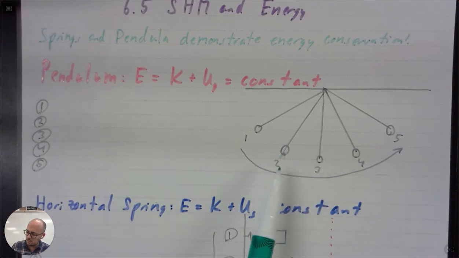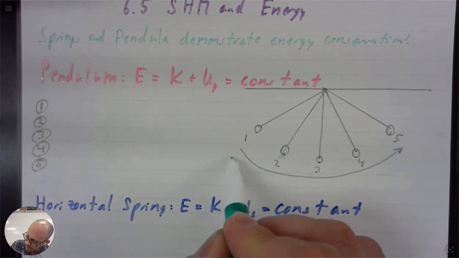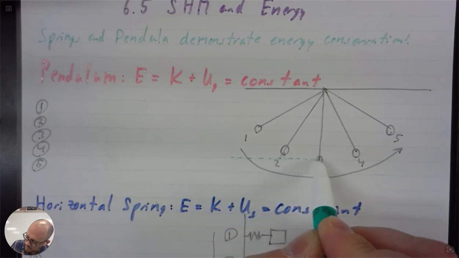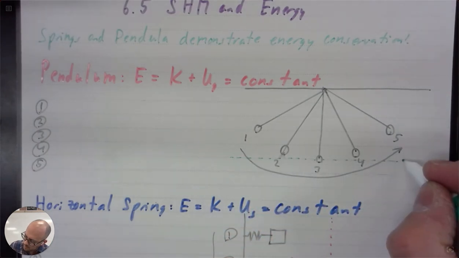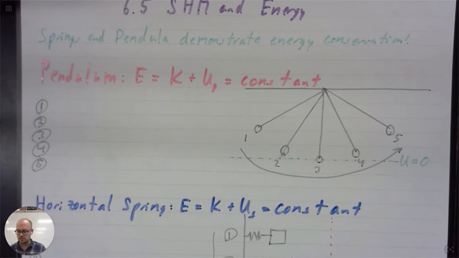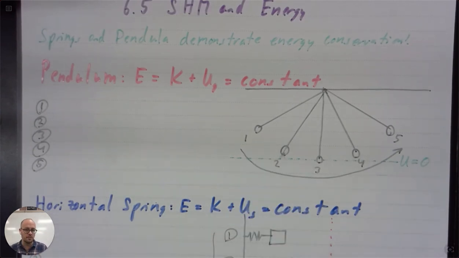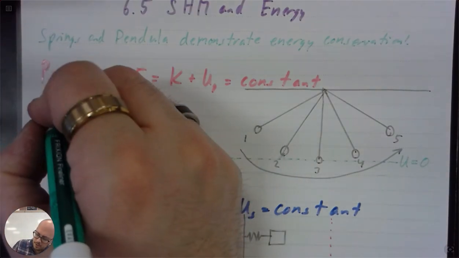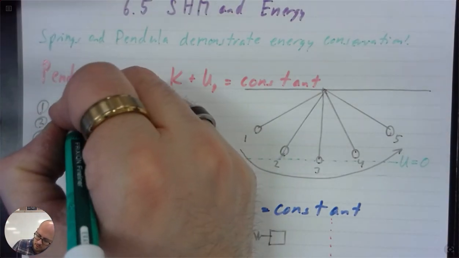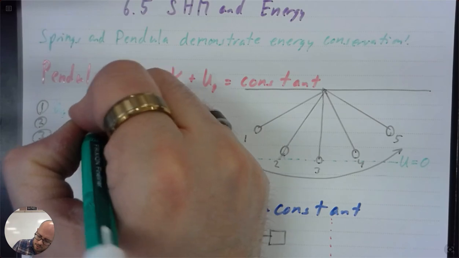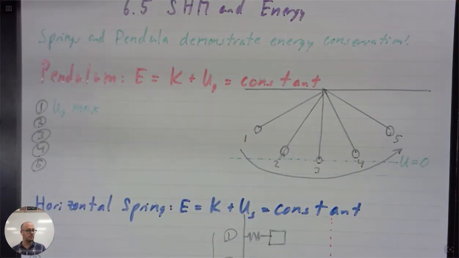So, in our typical pattern, we would make this our zero potential energy line, because that's the lowest point the pendulum reaches, and so that's where gravitational potential energy is going to be zero. Starting at position 1, it's literally when you're holding the pendulum about to let it go, that is where the gravitational potential energy is at its maximum.